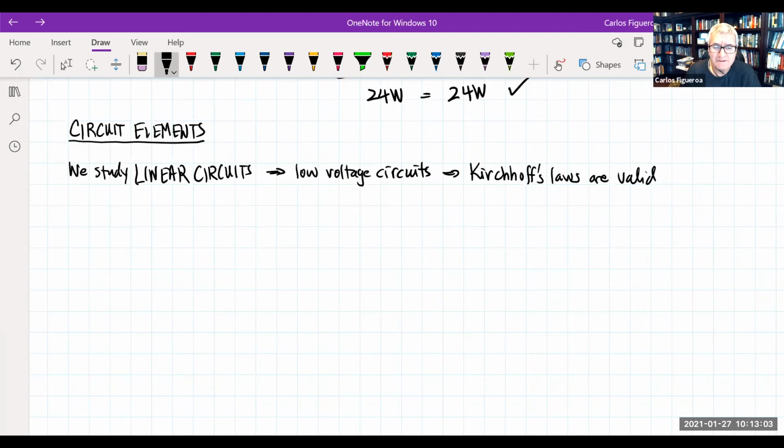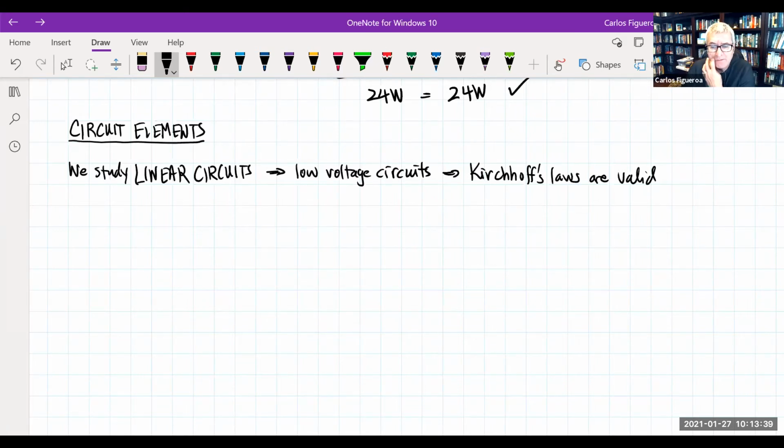What I'm saying here is that depending on the model and how you model elements, when we talk about a linear circuit, we're really saying something very specific. We're saying low voltage, and if I have low voltage, then Kirchhoff's laws are valid. If you do not have these situations, you have no choice but to go to Maxwell's equations and solve these equations. So there's no choice here.